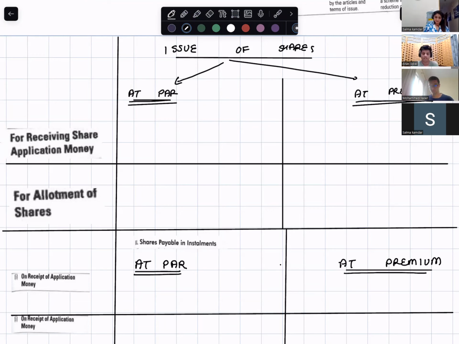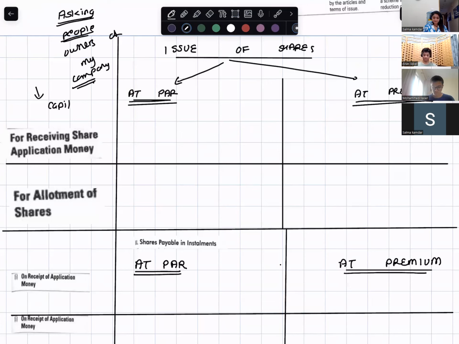Allotting some part of your company to the public. You are asking people to please come and become owners of my company. When I am issuing shares to the public, that means I'm asking people that you can come and become owners of my company. I am available for you. When I ask them to become owners of the company, that means they are going to give me something which is called capital.